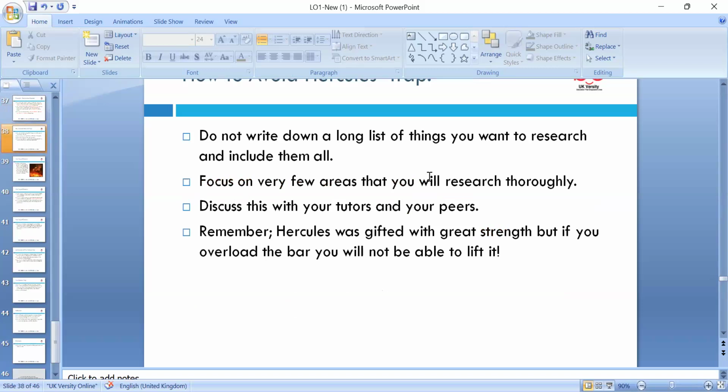Don't write down a long list of things you want to research and include everything. Focus on a few areas that you will research thoroughly. Discuss with us whatever topic from your operational management point of view, which we can look at in more detail, and we will make the proposal accordingly.